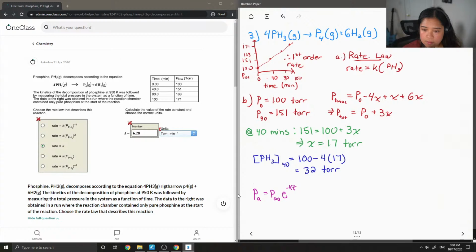Okay, so this is the kinetics equation that you would get since we want to calculate K, which is our rate constant. And now I can just sub in all the values that I found. So for the pressure of the phosphine at 40 minutes, it was 32. The pressure initially was 100. E to the negative 40K. So this is the 40-minute mark and then K. And now I'm just going to solve for the rate constant.